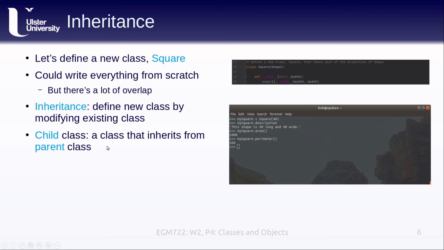We then see that because this is the child class that is inheriting everything from the parent class, it has all of the methods and all of the attributes of the parent class. So here you see that if we create a square using the init method for our square class, we still have a description, even though we haven't explicitly defined it. We still have an area method, even though we haven't explicitly defined it, and so on. So all of those methods that we defined in shape are passed to the square class when it is created.